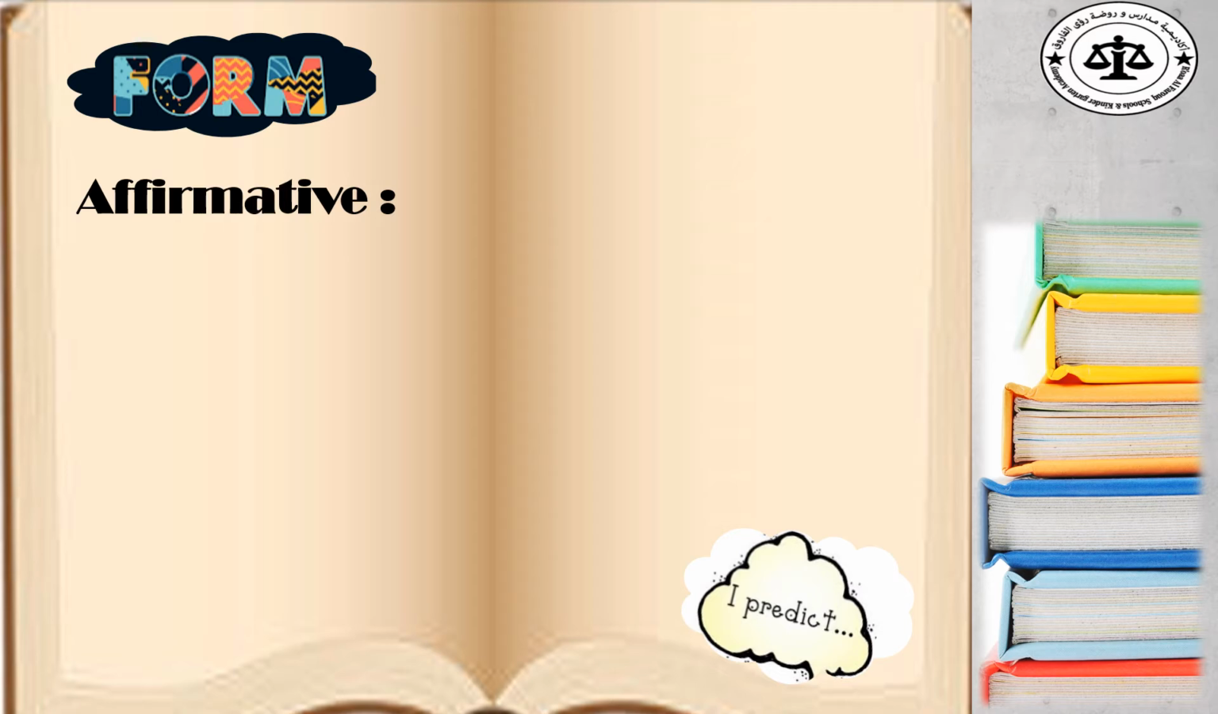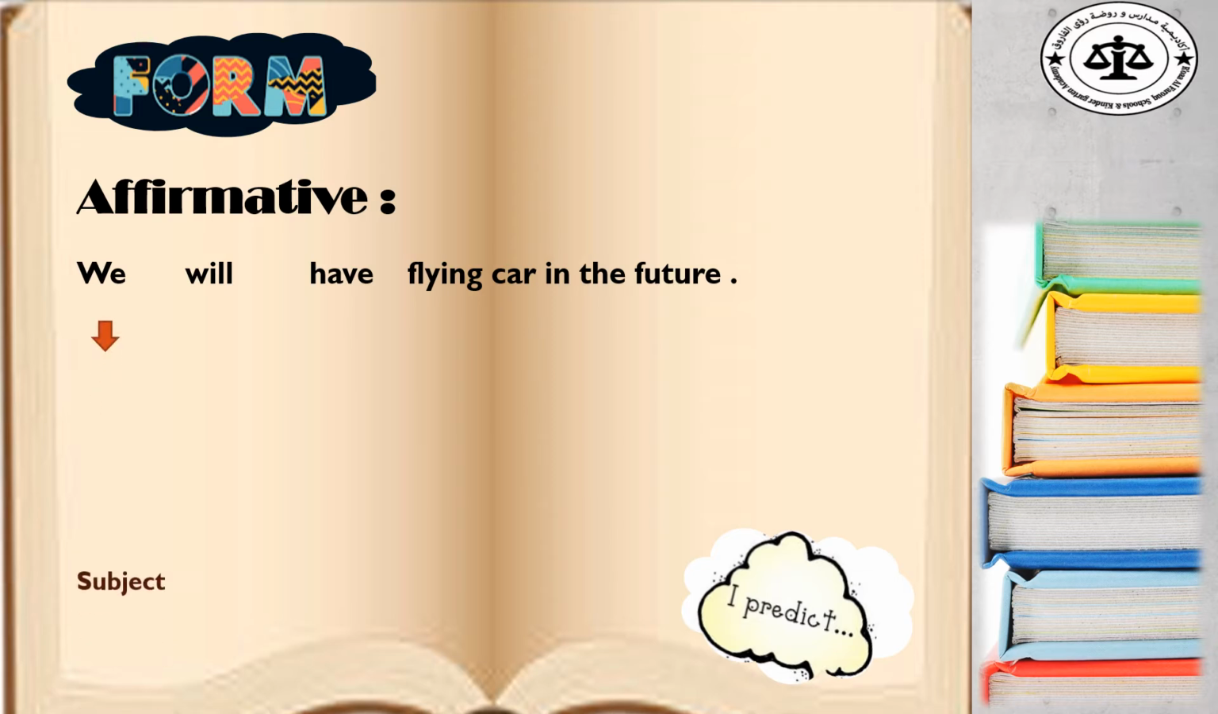The affirmative form of will. Look at this sentence. We will have flying cars in the future. So this is a prediction of having flying cars in the future. We use will here. We know that in each sentence we have to start by using what? The subject. Excellent. After the subject we have will.